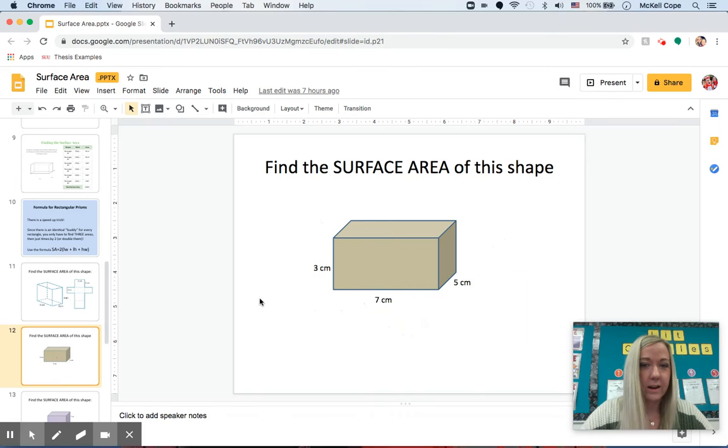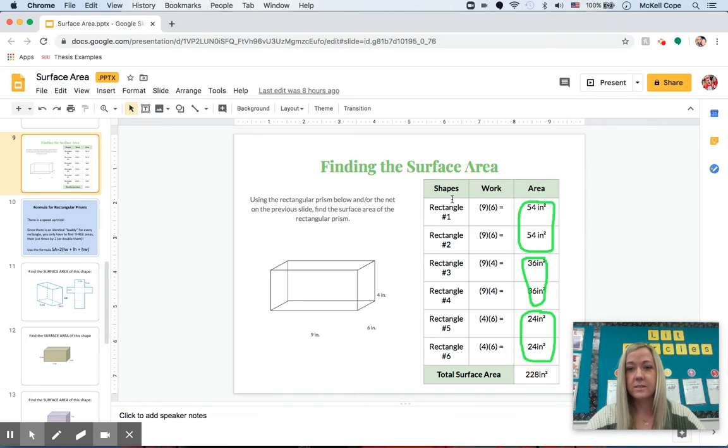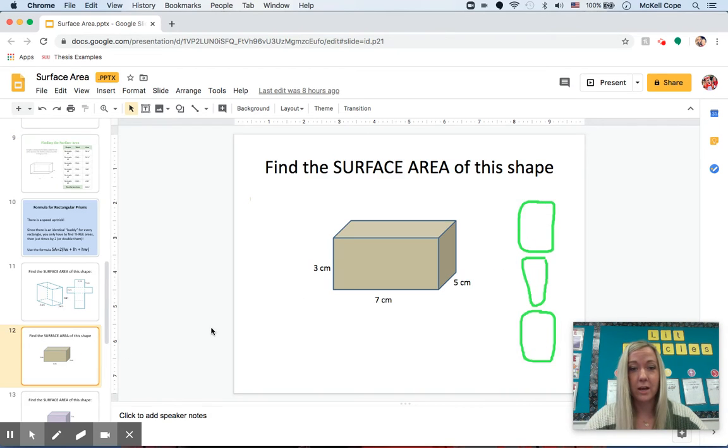Okay, moving on. Let's take a look at the surface area of this shape. And I'm going to show you a couple different ways that you can solve this. So looking at the surface area of this rectangular prism, I can always go back to this where I list all of the rectangles and I find 6 of them, or I'm going to show you a little speed up trick. Okay, so here I have 3 numbers that I'm going to be dealing with. I have the length, which is 7. I have the width, which is 5. And I have the height, which is 3.